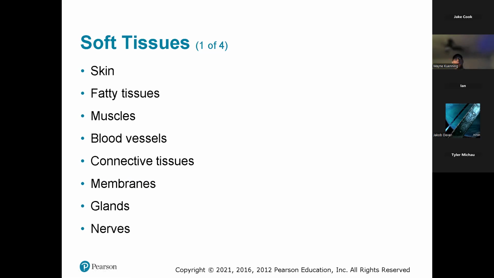Soft tissues: skin, fatty tissues, muscles, blood vessels, connective tissues, membranes, glands, and nerves. So basically everything from the skeleton out. Soft tissue is everything from the skeleton out. Some of your internal organs can be considered soft tissues, but the majority of your soft tissues is skeleton out.